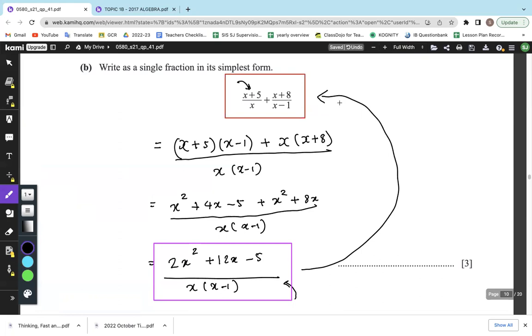Now, let us see how we exactly do this. So there are different cases in partial fraction. Let's take a look at each case now.